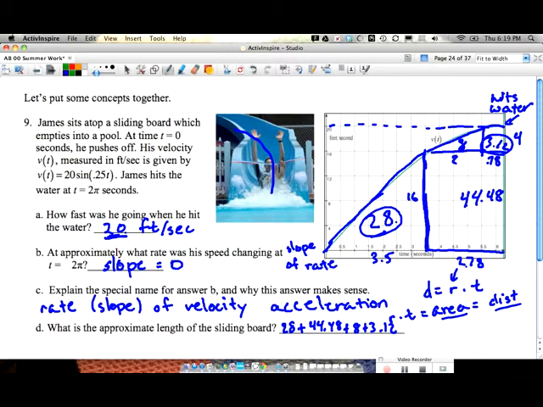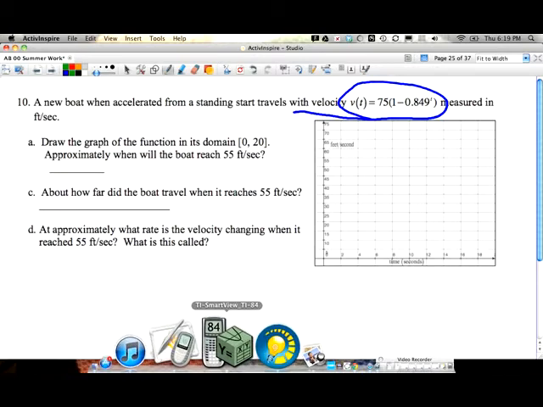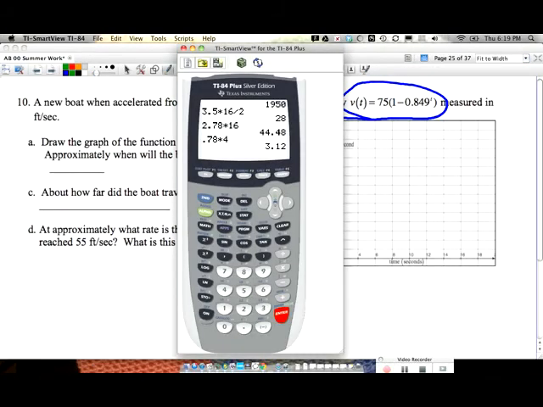Number 10. A new boat, when accelerated from a standing start, travels with velocity blah, measured in feet per second. So it says draw the graph. All right, well, I guess that means we have to graph it with our calculator, then draw it. So we'll go to our y equals. We're going to clear this one. It's going to be 75 times 1 minus 0.849, but that's going to be raised to a power, to the x. There we go. Close that off.